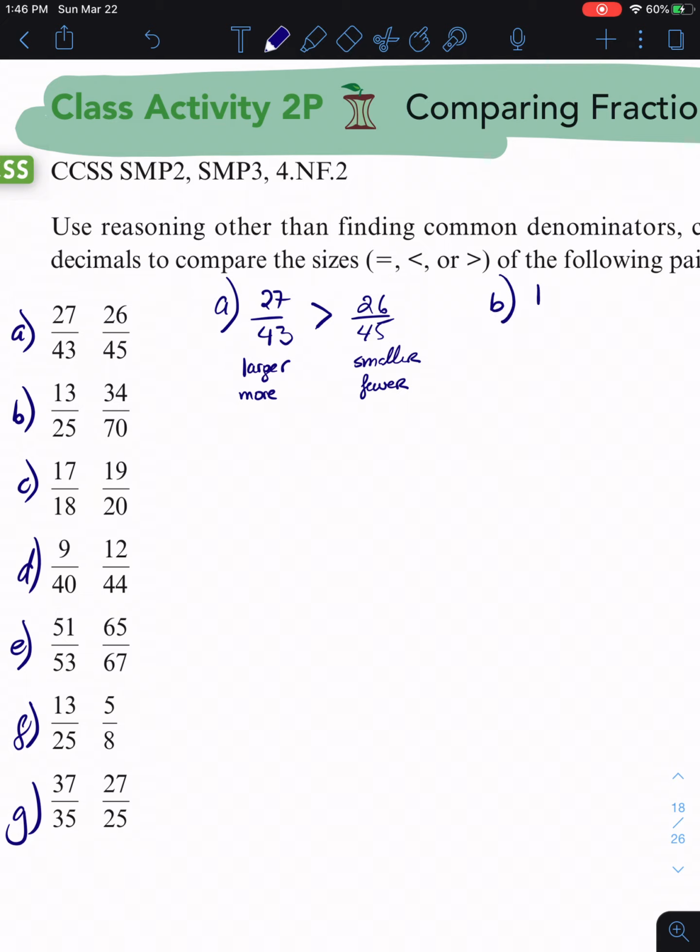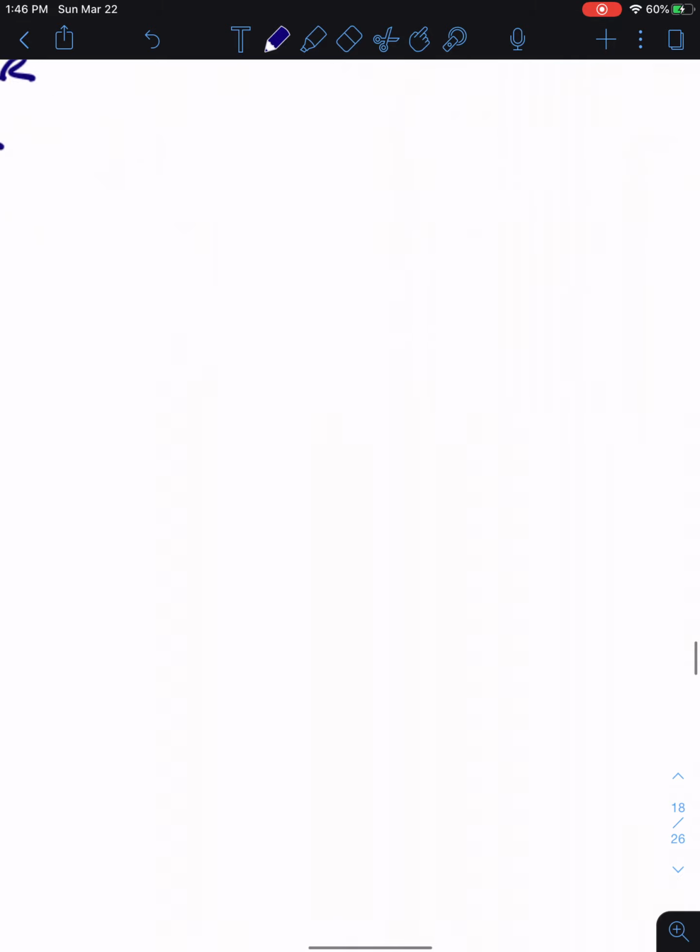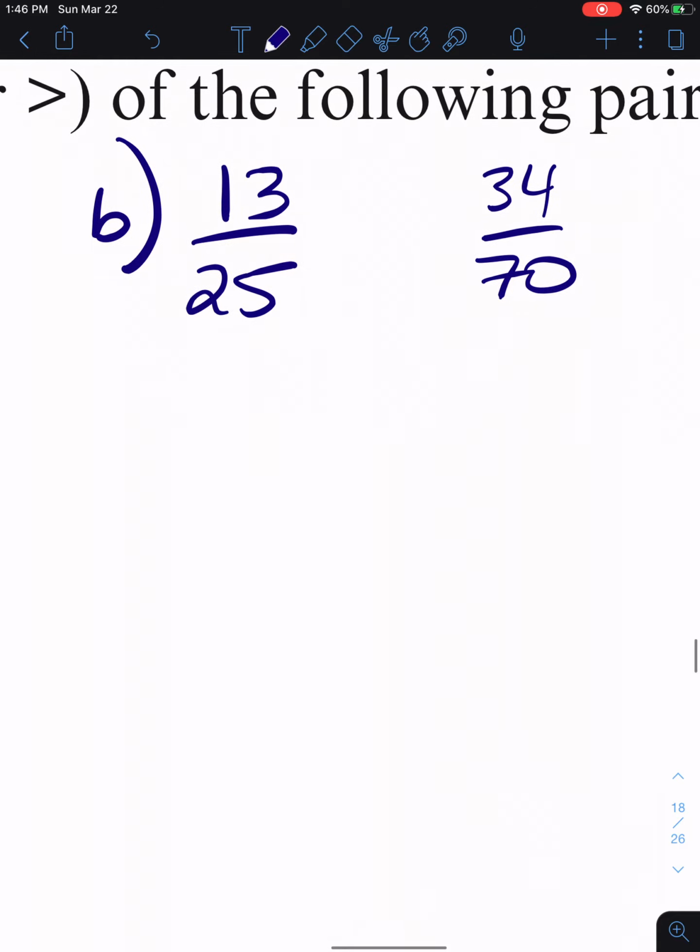And B, 13/25 and 34/70. See what we can do with this one. Now, 13/25, 25ths are larger. And then 70ths. 13 of them versus 34 of them. Well, this is fewer. And this is more. So would you like fewer larger pieces or more smaller pieces? Well, this one is not so clear cut. We don't know how much larger the pieces are or how many fewer we have. So we don't really know. We need to have some other kind of reasoning.